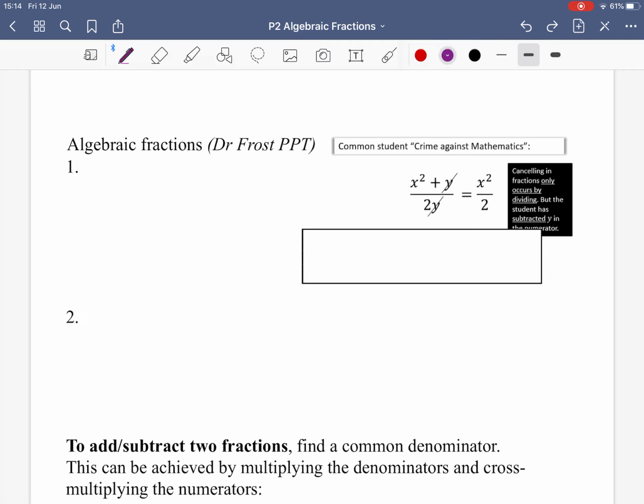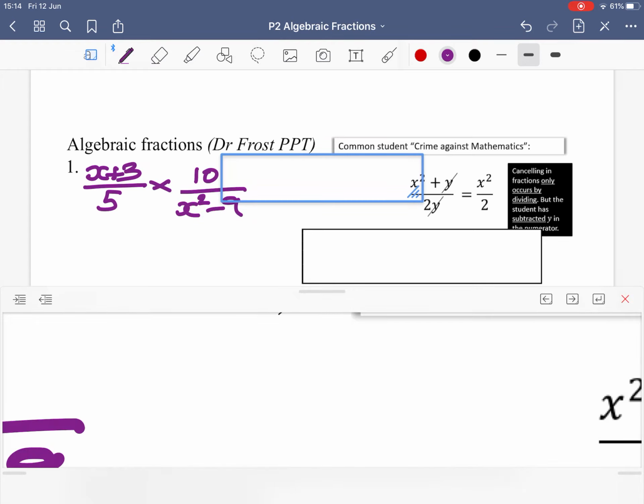So question 1 is we need to work through x plus 3 over 5 multiplied by 10 over x squared minus 9. Okay, let me see if I can just make this a bit bigger.